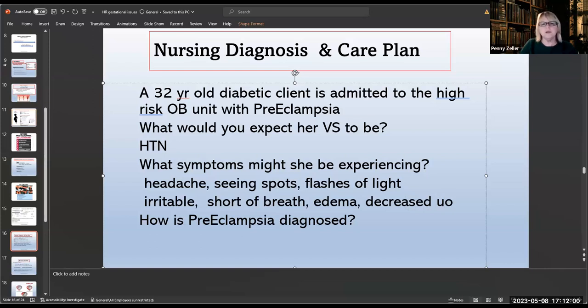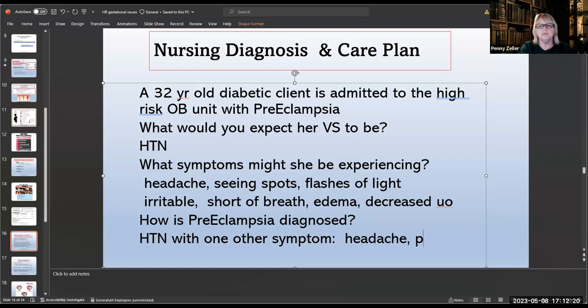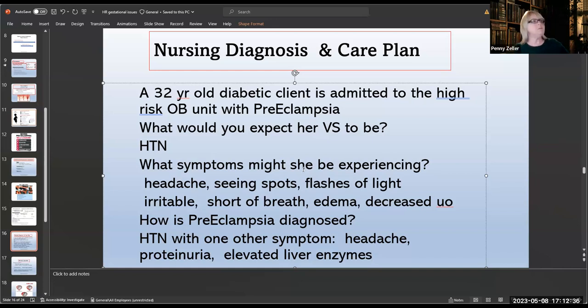Okay. How do we diagnose preeclampsia? Blood pressure. Hypertension with one other symptom. Yeah, it's all we need. So one of those symptoms could be a headache, protein in the urine, or elevated liver enzymes. Any one of those other symptoms or signs. She has to have high blood pressure. But typically she has a headache and some protein in her urine.